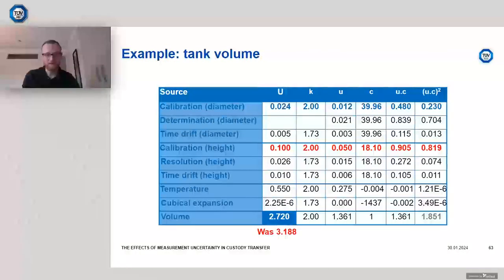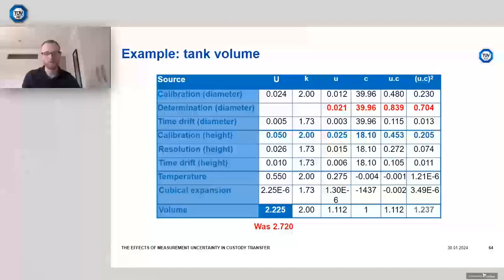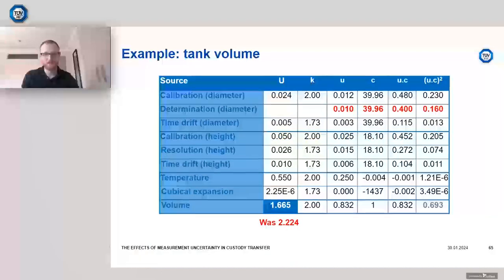So if we halve this uncertainty, this would reduce the overall uncertainty down to 2.72 from 3.188. If it's still not low enough, you just move on to your next term. In this instance, it's a calibration uncertainty in the device used to determine the height. If you reduce this again and halve this, you reduce the uncertainty further. And then again, it's looking at the determination method of the diameter. If you reduce this, you can continually reduce your uncertainty.